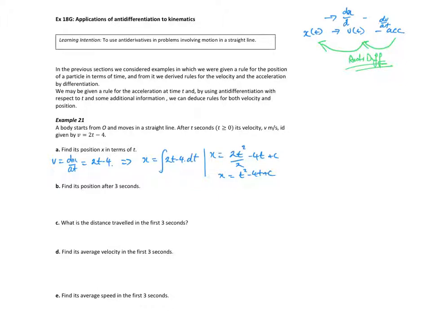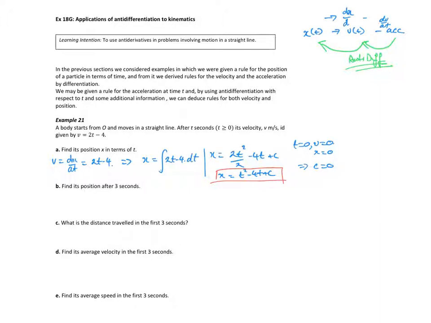Now, I've got the initial condition: a body starts from 0 and moves in a straight line. It starts from 0, so we can read from that. At t equal to 0, the position is equal to 0, because we're starting from the origin. So if I substitute that in, it's only going to give me c equal to 0. So there's my rule for the position. Oh, we don't need the c though. x equals t squared minus 4t.